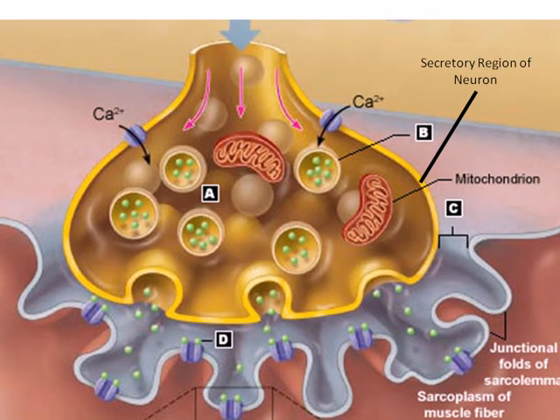Although the secretory end of the nerve is very close to the muscle, the two structures do not touch each other. The space between the nerve and the muscle fiber is called the synaptic cleft. When calcium ions enter the secretory portion of the nerve, it triggers a release of an organic molecule called acetylcholine. Acetylcholine is one of many molecules known as a neurotransmitter.